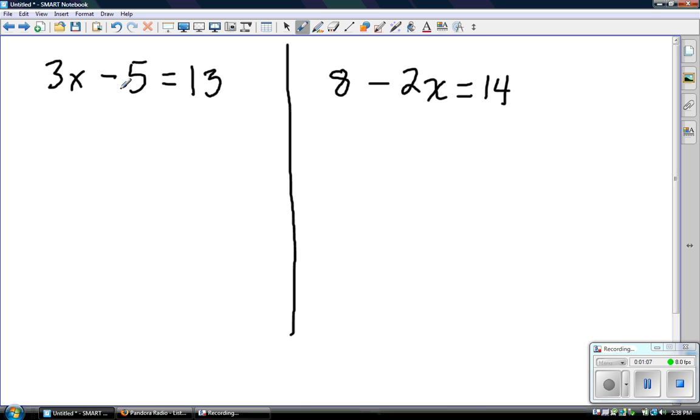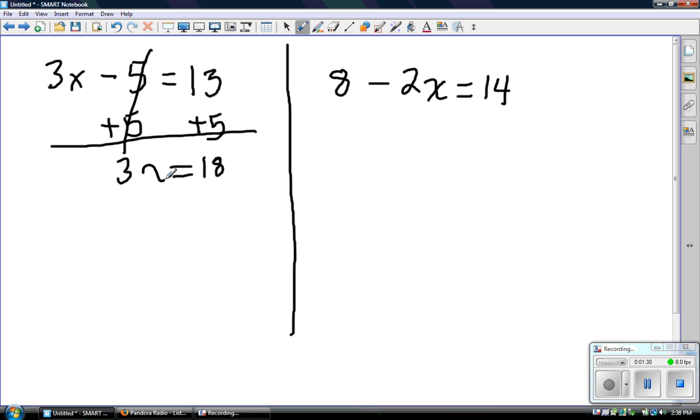So the first thing we have to do is get rid of this minus 5 by adding 5 to the left-hand side of the equation, and then doing the exact same thing on the right-hand side, also adding 5. What that does is it allows this minus 5 to cancel out, and on the right side of the equation we're left with 18. And on the left side, we're just left with that regular 3x. It just comes straight down. So now we have 3 times x equals 18.